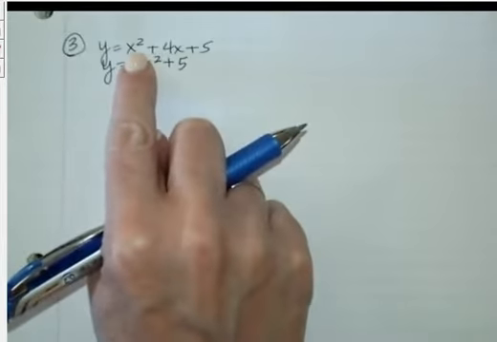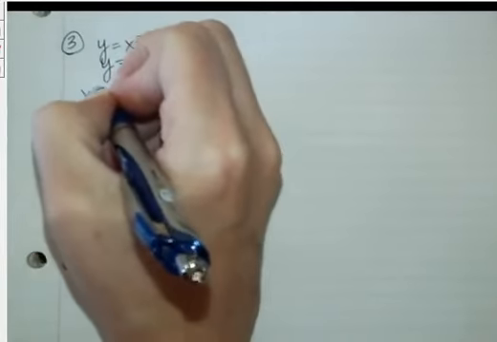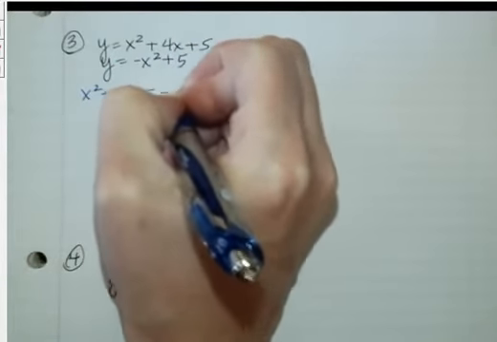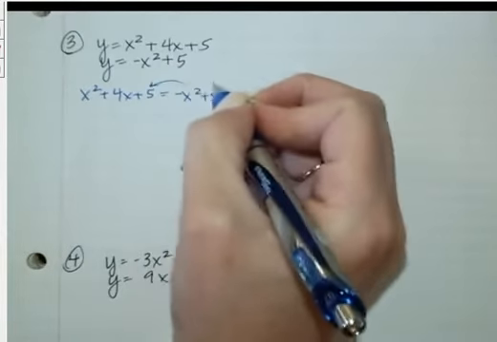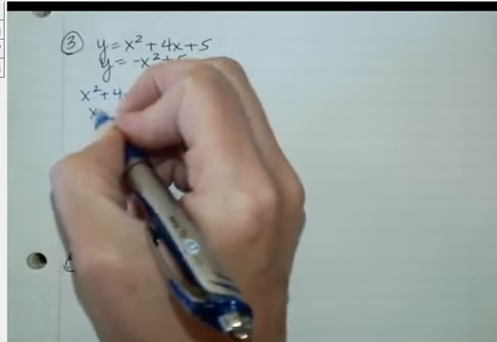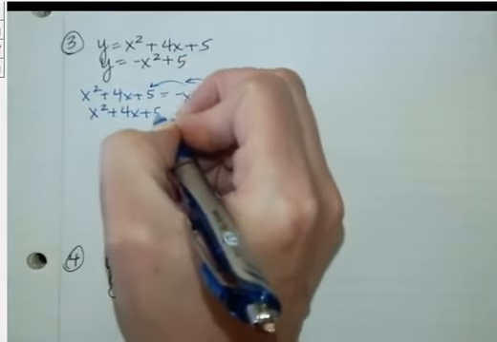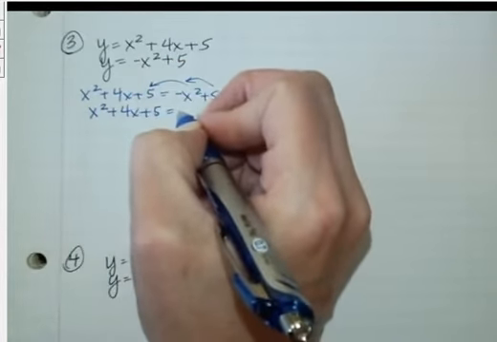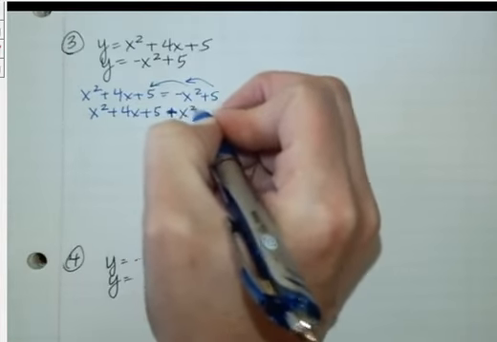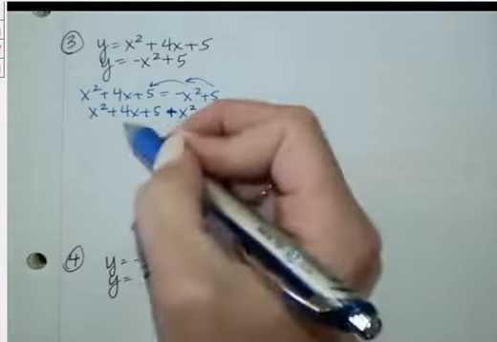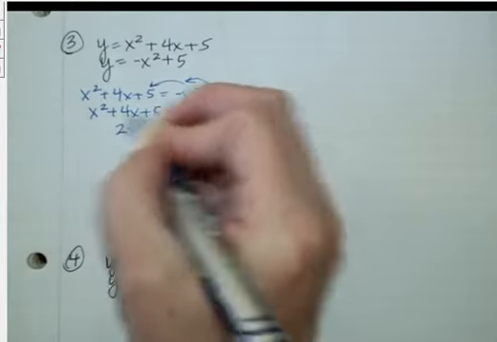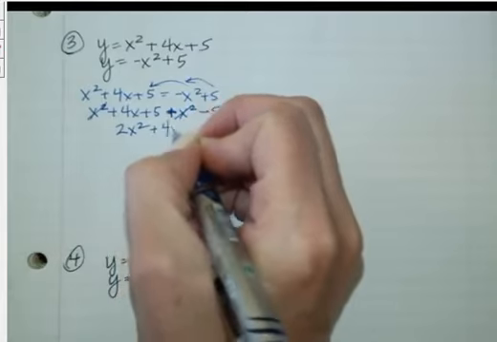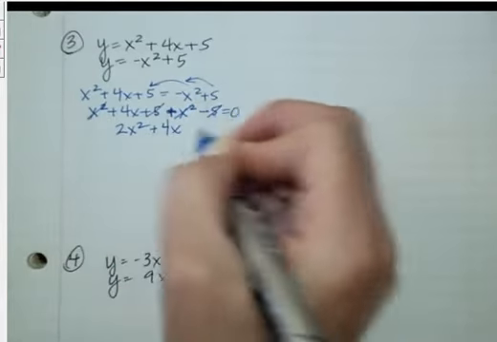All right, so I'm going to leave my lead positive over here. So I'm going to put that x squared plus 4x plus 5 equals negative x squared plus 5. So I need to move these guys over. So x squared plus 4x plus 5. If I move that over, it becomes plus x squared minus 5 equals 0. So now if I combine like terms, I have 2x squareds plus 4x plus 5 minus 5, those go away, equals 0.